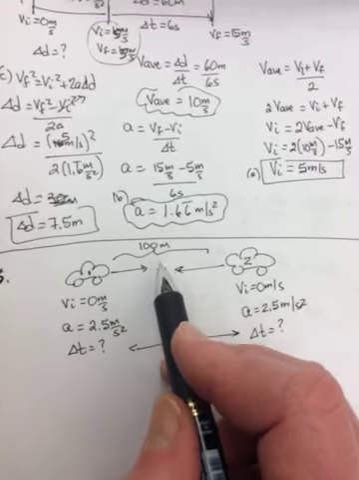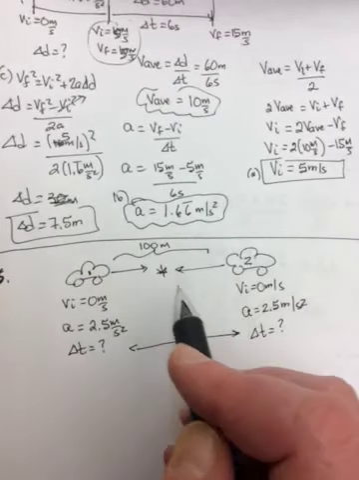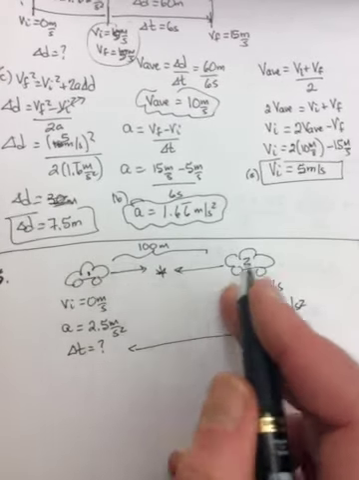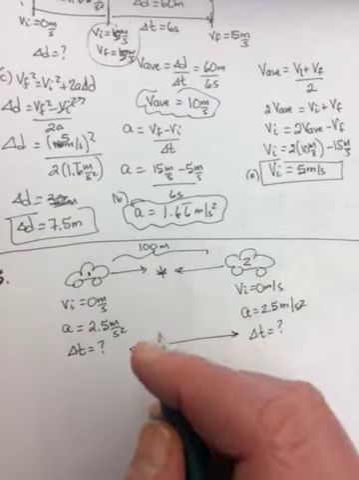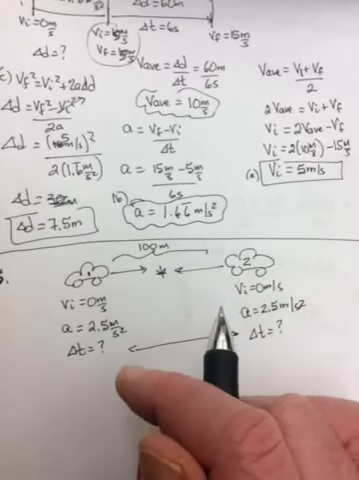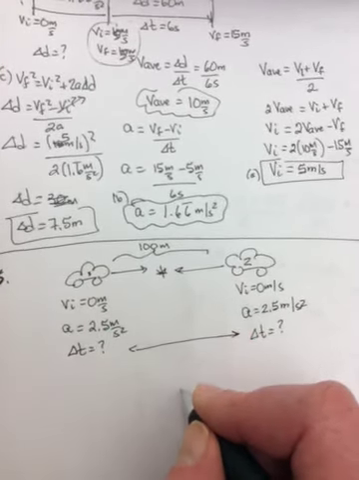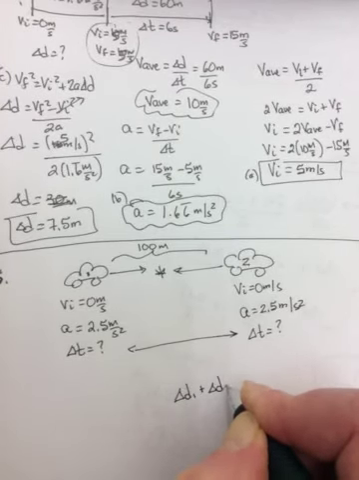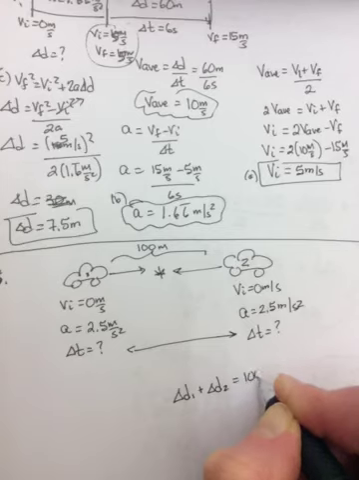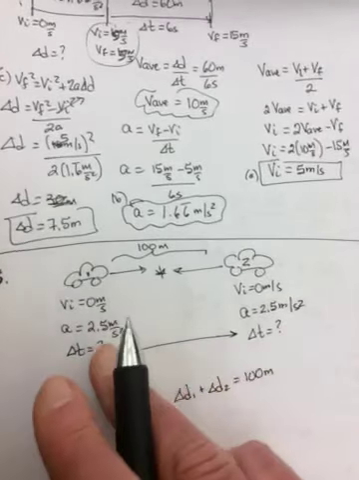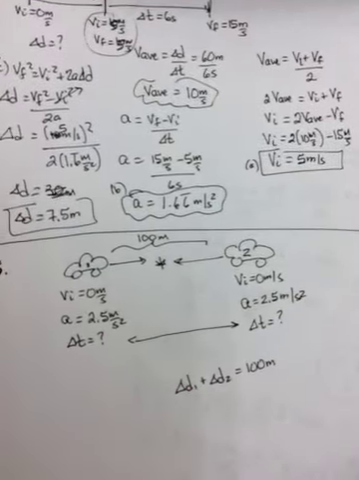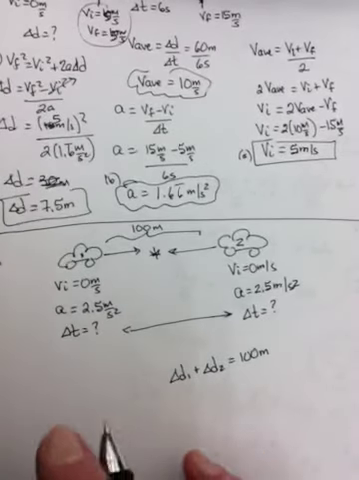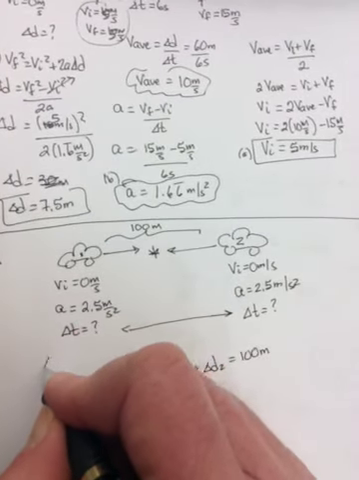Now, in this one, I think you know what the delta D will be. Because of the 100 meters, and because their accelerations are the same, their delta D should both be 50 meters. But if their accelerations were different, that wouldn't be true. Instead, what would be true would be that delta D1 plus delta D2 would equal 100 meters. So I'm going to do it as if the two A's aren't the same, just to show you how you would if they were different.